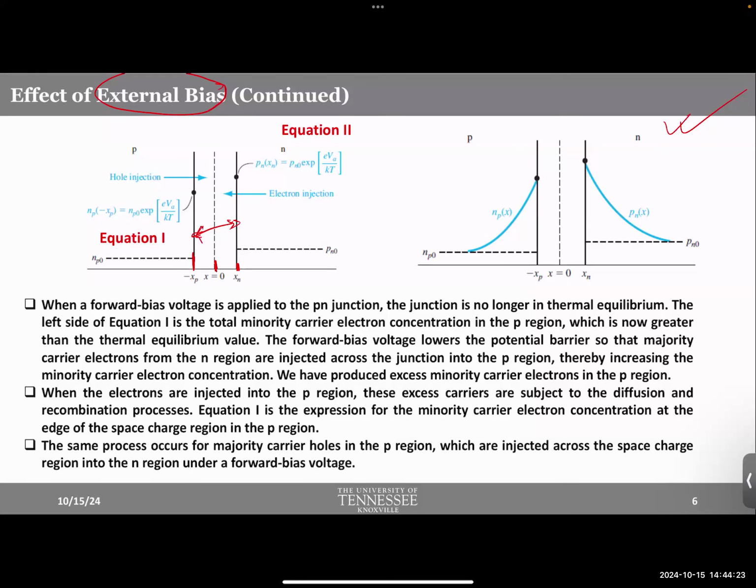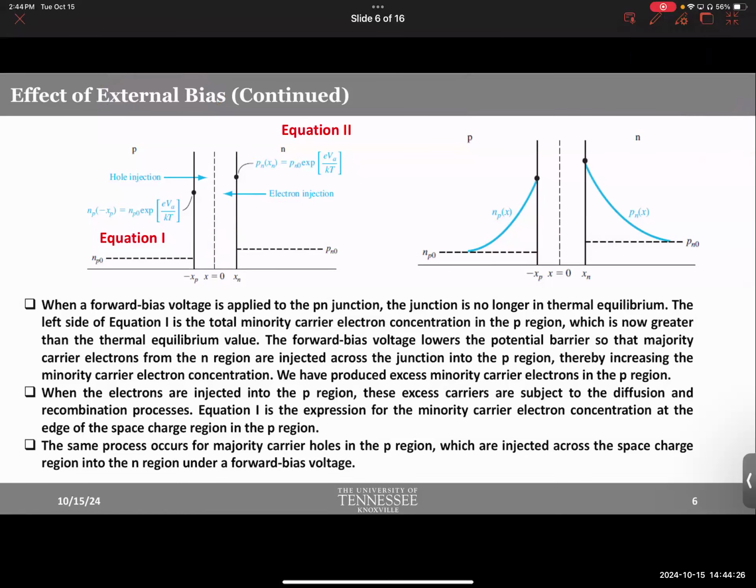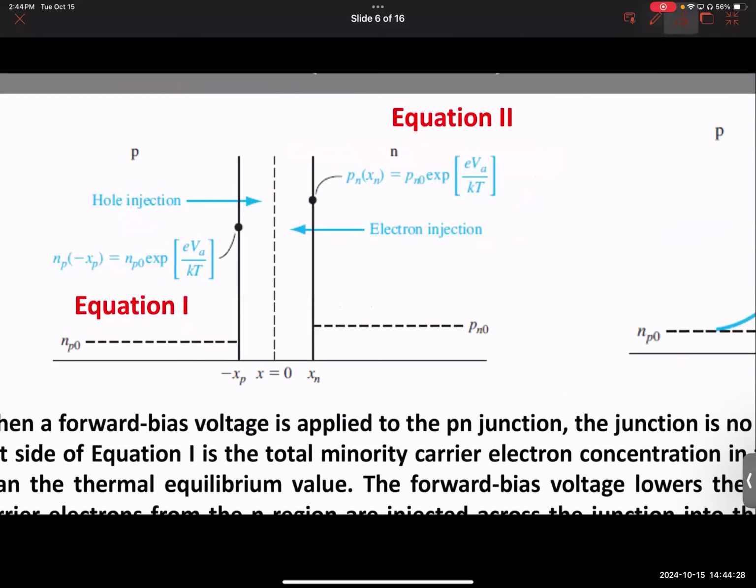All right. Let me just zoom in a little bit. Okay, so these 2 points are important. Before I talk about these 2 points, this is N type. So electrons are majority here, right? And due to diffusion, electrons are injected across the space charge region to the P region and vice versa. From the P region, holes are injected to the N region.